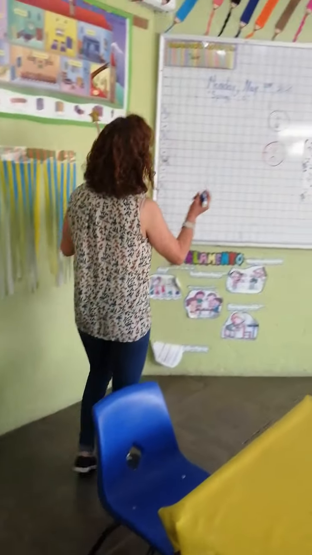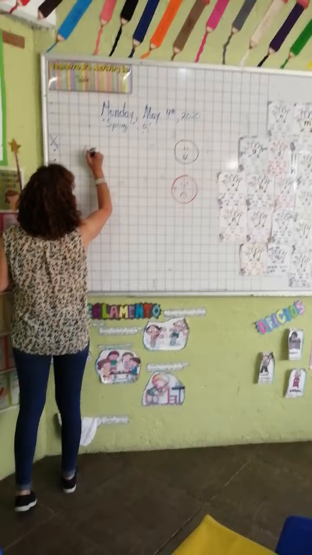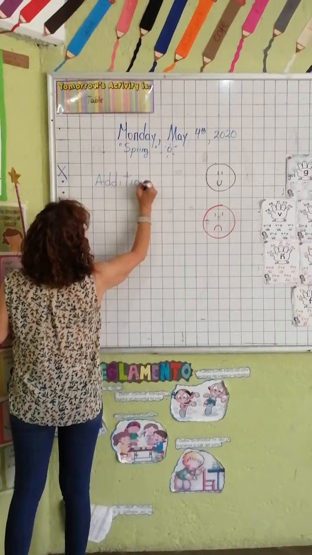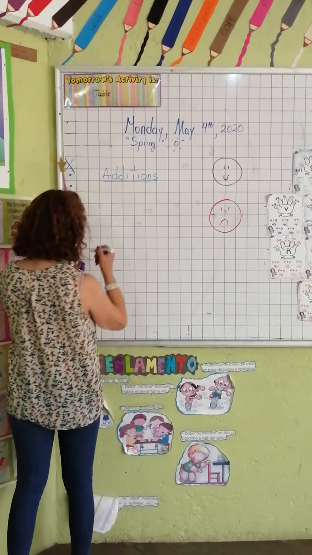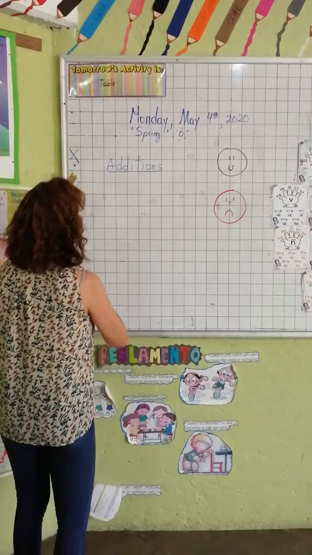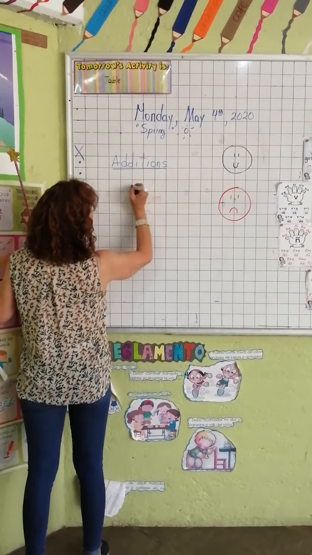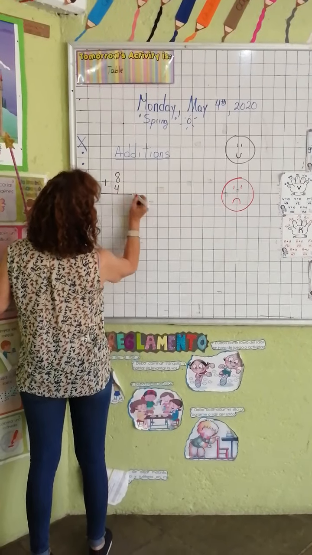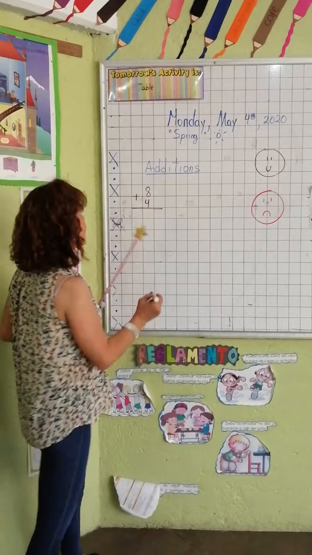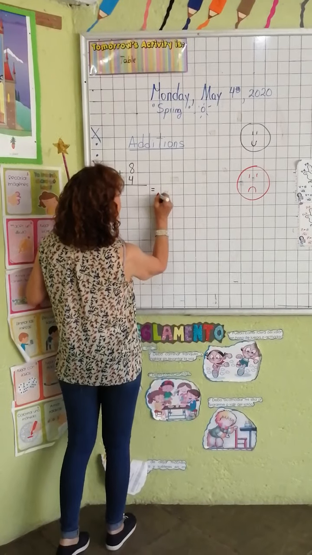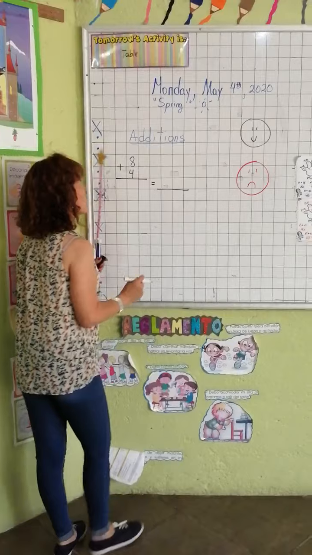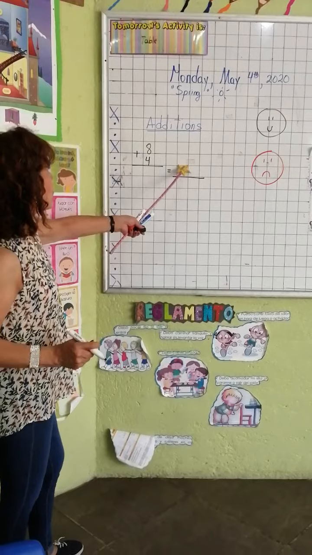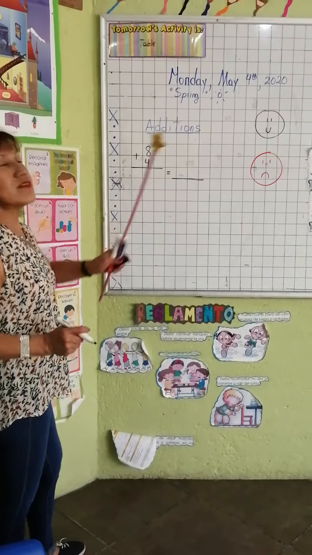I'm going to write two additions. You are going to write in your notebook additions that you are going to solve. We have here the additions. And the additions that you are going to solve is, look at this. You are going to solve 8 plus 4 equals, you are going to write here the total and here in words. Okay? For example, 8 plus 4 equals 12. And you are going to write here in words, 12.